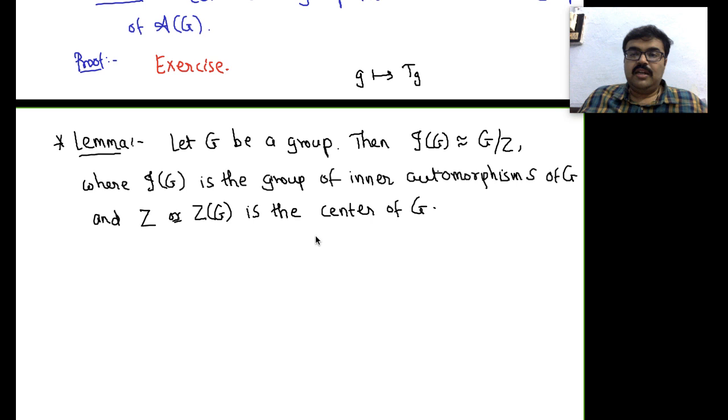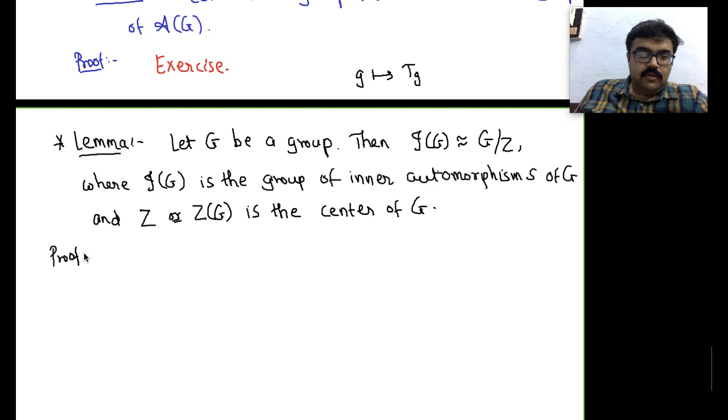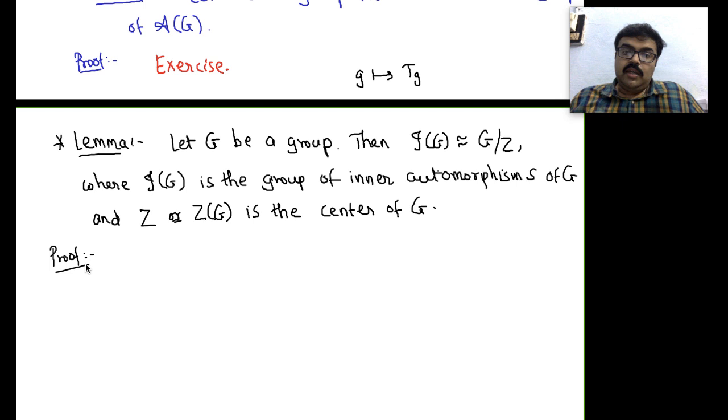So this is the center. We have not defined it here because you already have studied it in your BSc, whether it is the center. But IG is isomorphic to G quotient Z. That is what we want to show.